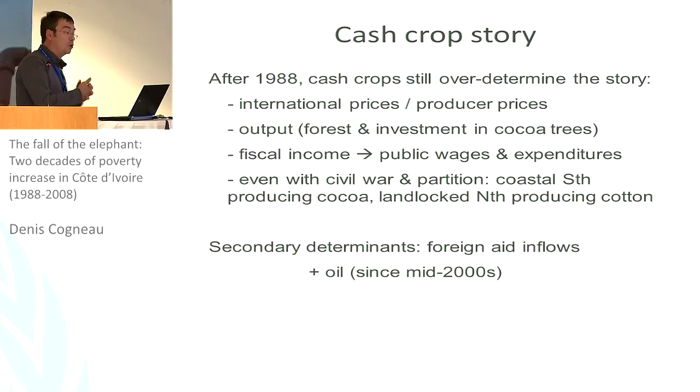And also thirdly, because a great share of fiscal income earned by the Ivorian government stems from cocoa exports and coffee exports, so the fact that the revenues from cocoa stagnated also guided the stagnation of public wages and expenditures, and sometimes even cuts in those expenditures.